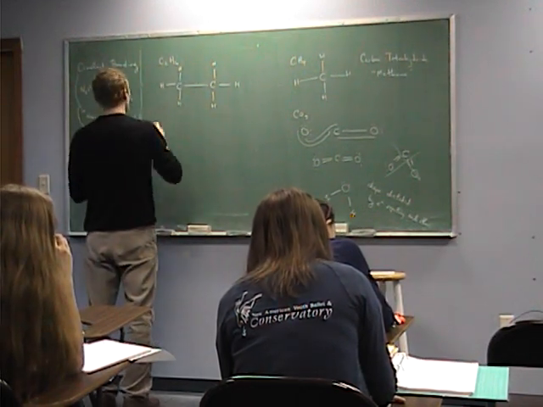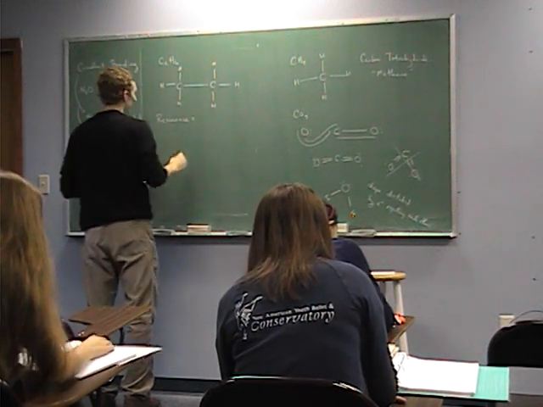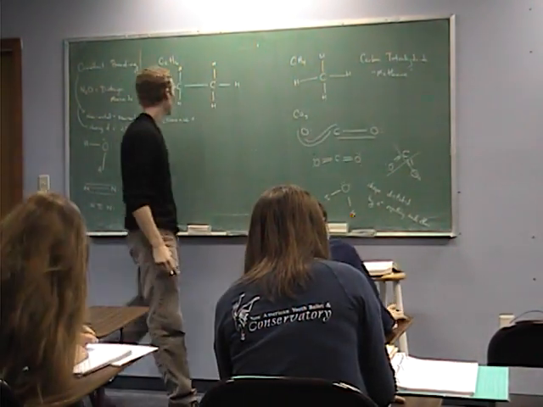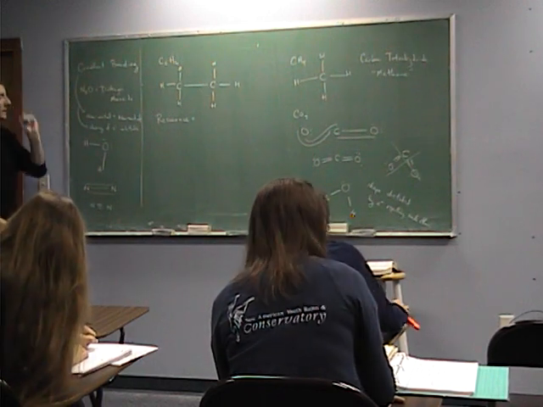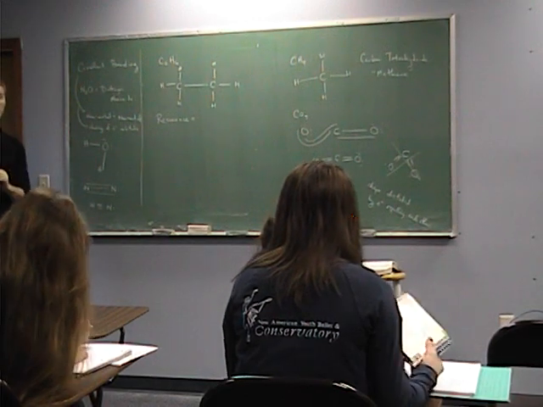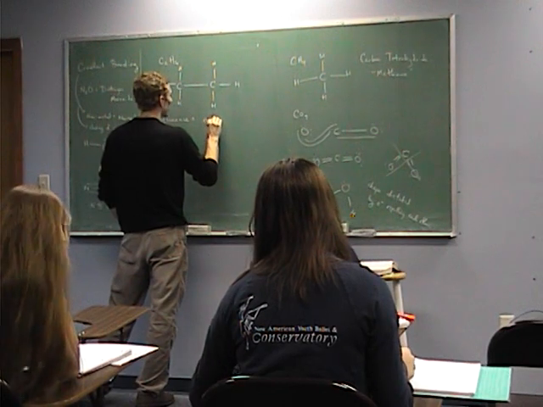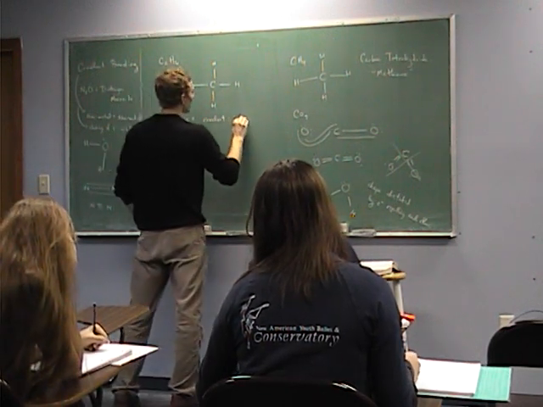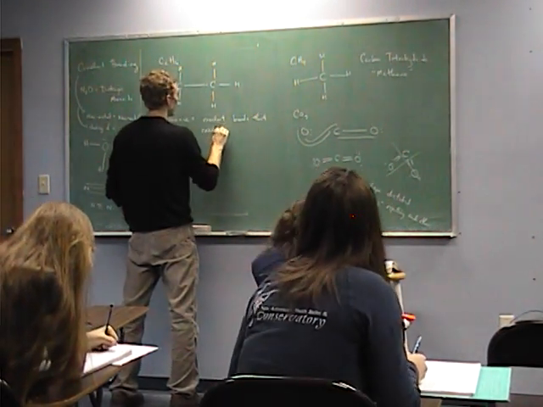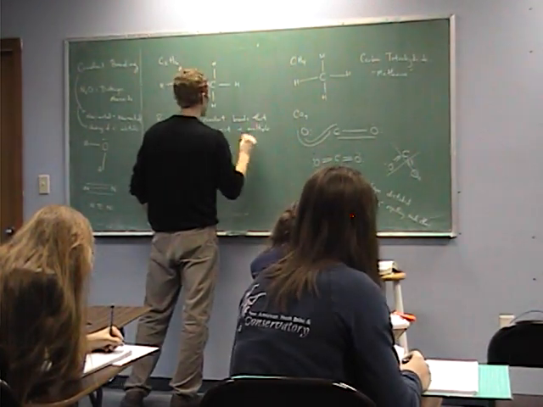Let us talk about one last thing. Resonance. Resonance occurs when a covalently bonded molecule could exist in multiple configurations. So resonance occurs with covalent bonds that could exist in multiple configurations.